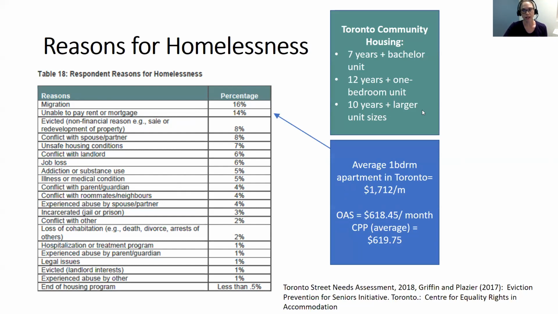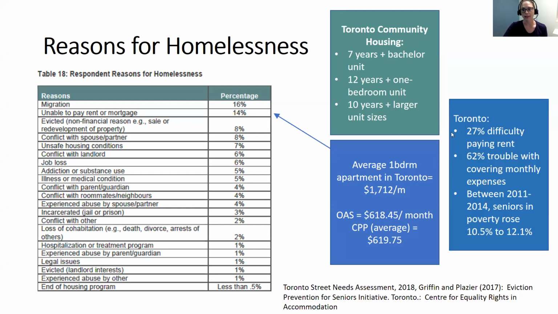This is factored with structural factors. So Toronto Community Housing, just look at the wait list for acquiring low income housing. And then in Toronto, when they surveyed seniors in 2017, 27% had difficulty with paying rent, 62% trouble with covering their monthly expenses. And between 2011 and 2014, we see a rise in poverty in seniors in Toronto. And yes, this is Toronto specific data, and our cost of living might be very different than other parts of the province, but it's really important to drive home that there is that underlying vulnerability due to those structural reasons and that personal vulnerability.